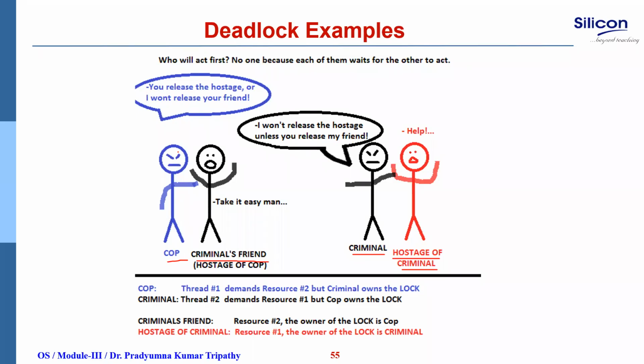So if you think the cop is thread one, what does thread one demand? Thread 1 demands resource 2, but the criminal owns the lock. For this resource 2, the criminal has the lock. Thread 2 demands resource 1, but the cop owns the lock. The cop has its lock.